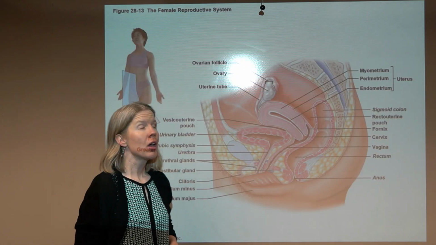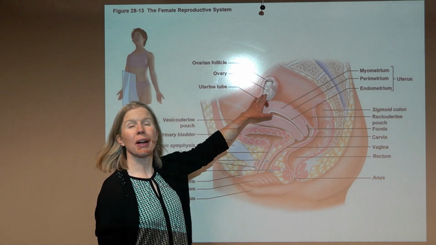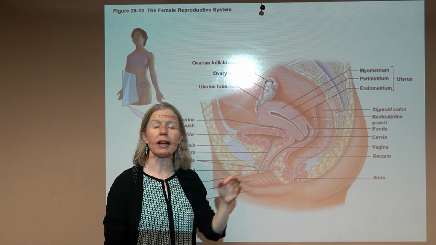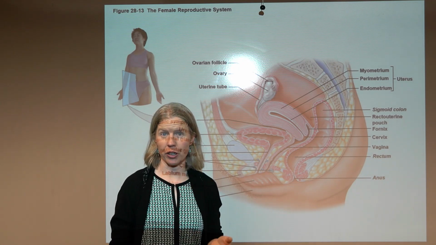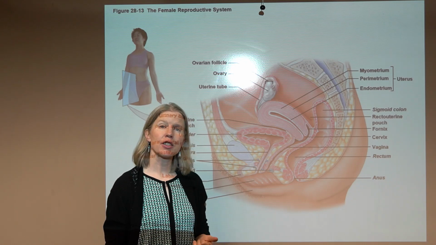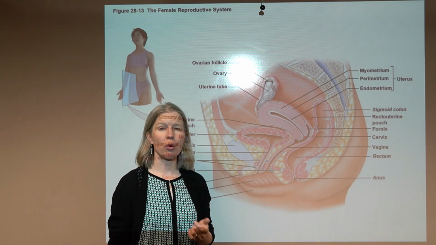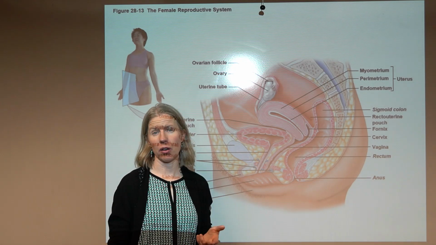Moving on to the female reproductive system. We'll be focusing primarily on the ovary. The ovary is going to be the site of oocyte production, the female gametes, and it's also where estrogen, progesterone, and inhibin are produced.